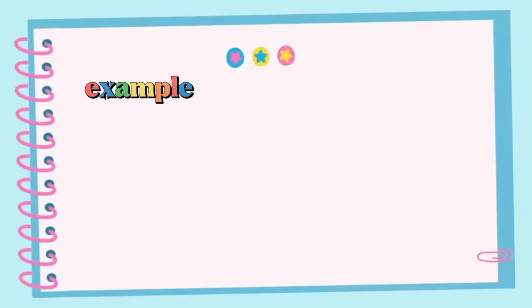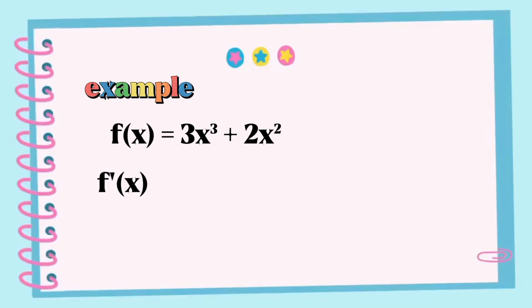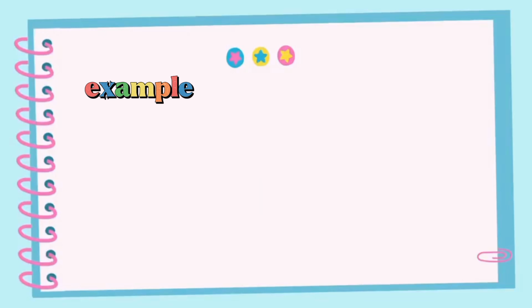For example, f of x is equal to 3x cubed plus 2x squared. So the derivative of that function is equal to 3 times 3 is equal to 9x squared plus 4x. Another example is, let's say, 5x to the power of 4 minus 3x to the power of 2.